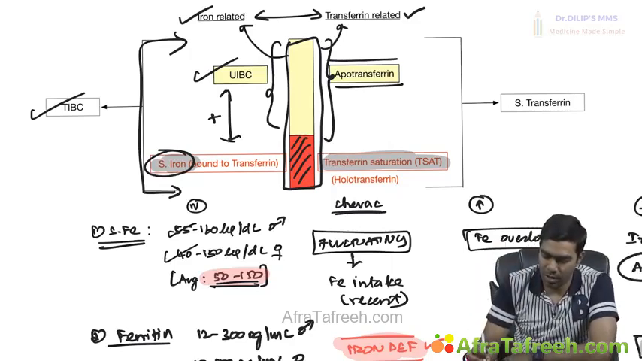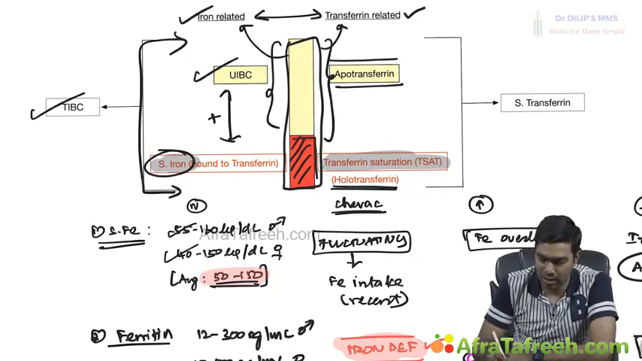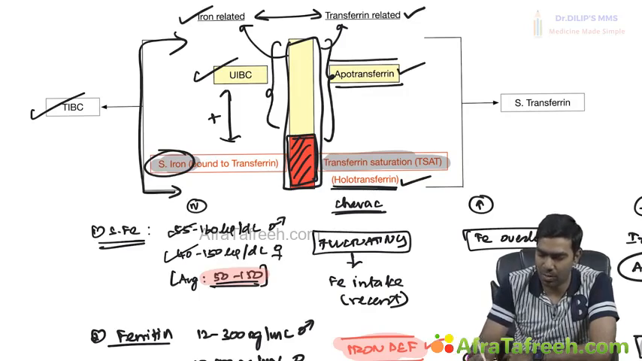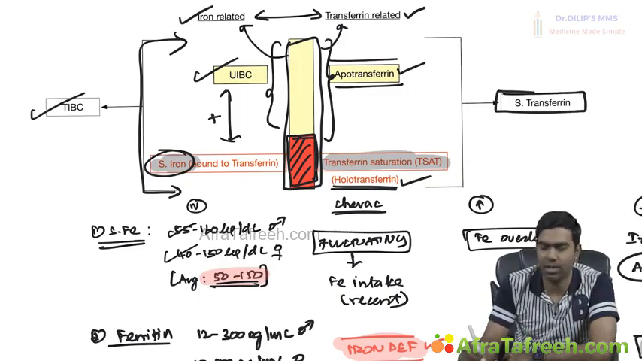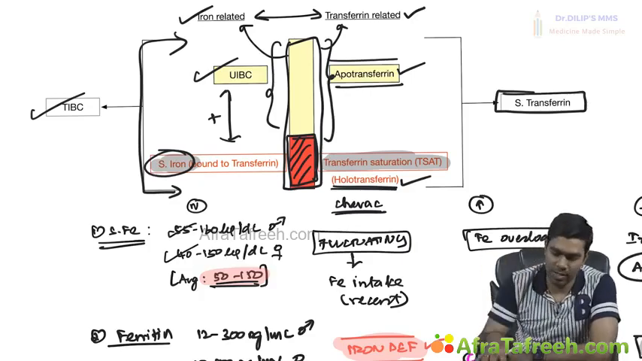Similarly, the amount of transferrin that is bound to iron becomes something called holotransferrin. And if you add this holotransferrin and apotransferrin, you are going to get the serum transferrin. As simple as that. So very simple.